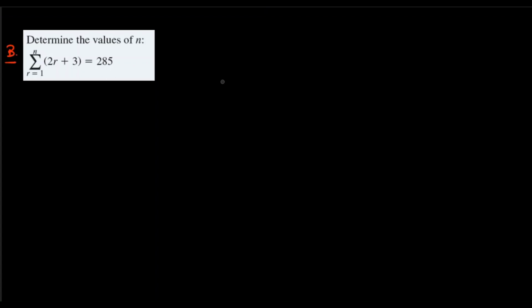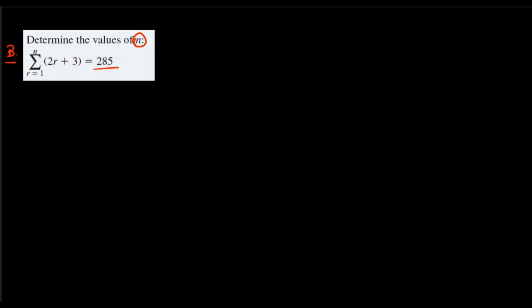Question B. In this instance, we are asked to determine the value of n, but we are told what? The sum of 2r plus 3, from r equals 1 to n, is equal to 285. So in this instance, they're telling you that the sum is equal to 285. How do we determine n? We start with the first process of determining what type of series this is.